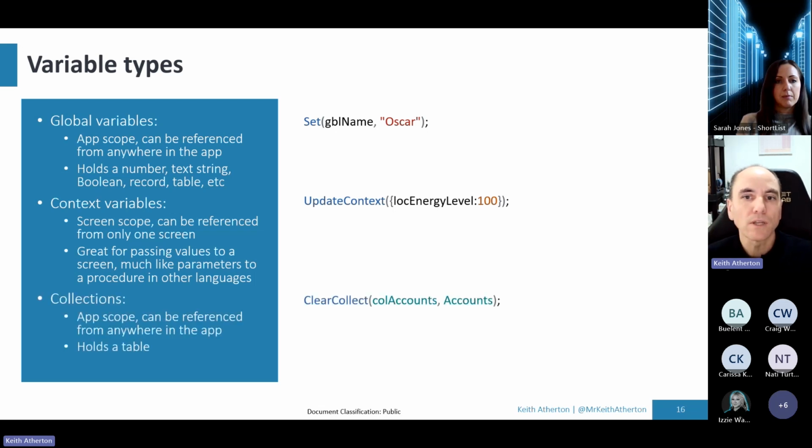And another one to mention there is collections. So like the global variables, these have got an app scope. You can reference them from anywhere in the app, and these typically hold a table.